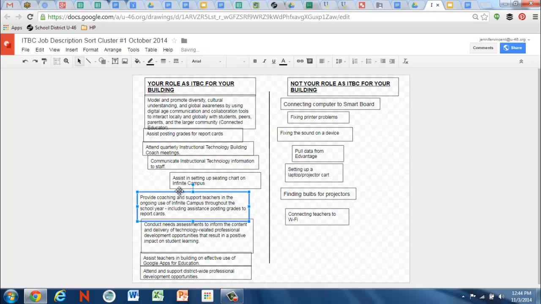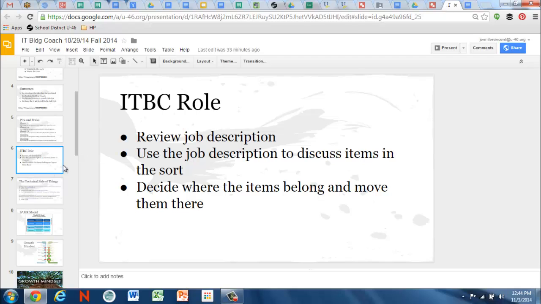And this was a good discussion to clarify what things fall under the role of the ITBC versus what things don't fall under your role, and this is a good conversation that you might want to have with your administrators. But if you have any questions or want help clarifying things for your administrator, please let me know. Basically, what we'd like you to understand is that we're really supporting teachers to integrate technology into their teaching, and more of the things that are technical fall really back to information services.